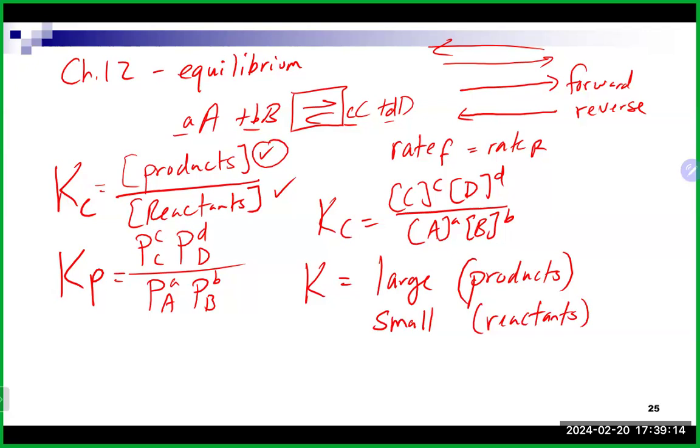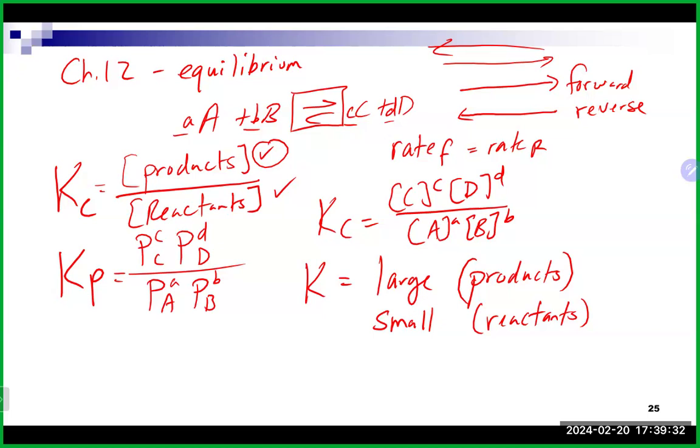Now, we can, if we needed to, go from Kc to Kp. We also talked about a couple more things about K. Again, it is just a number, so there are no units associated with it.